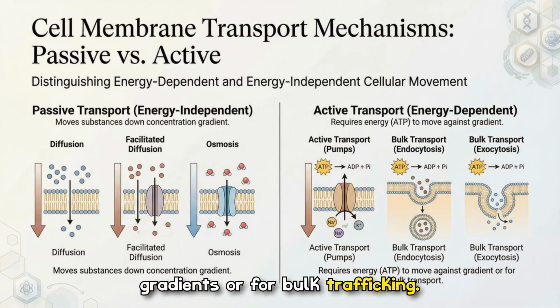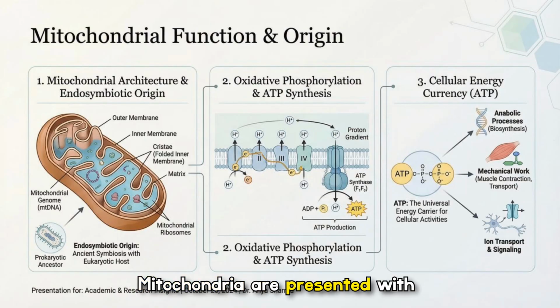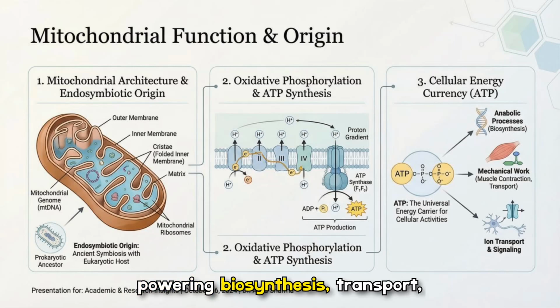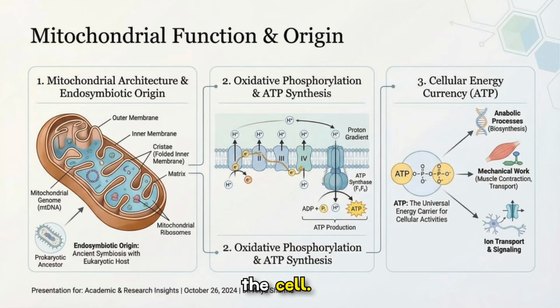bulk trafficking. Mitochondria are presented with their double membrane, cristae, and their own genome, reflecting an endosymbiotic origin. The slide highlights oxidative phosphorylation and ATP synthase as the engine of cellular energy production, and emphasizes ATP's central role, powering biosynthesis, transport, and mechanical work across the cell.